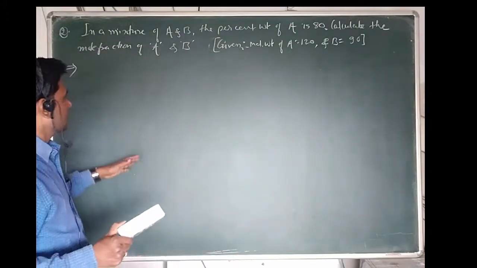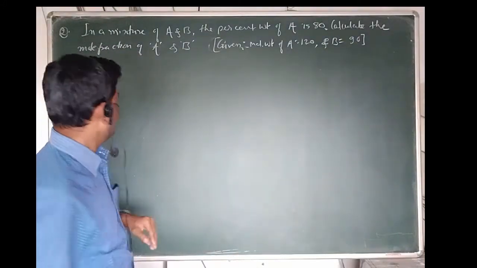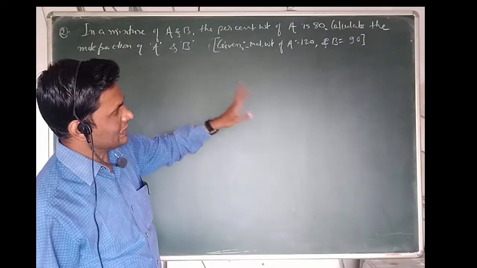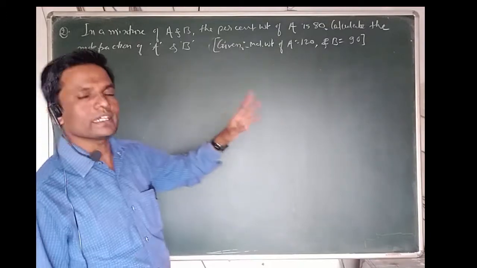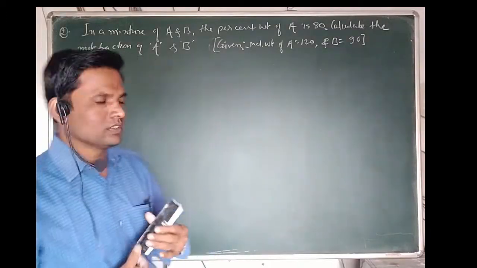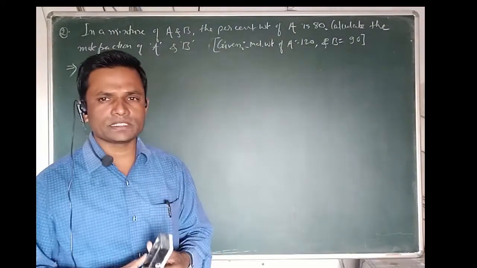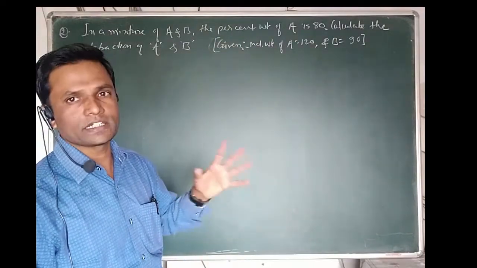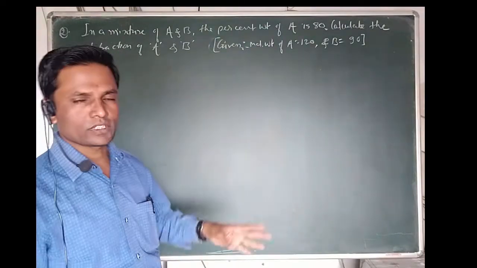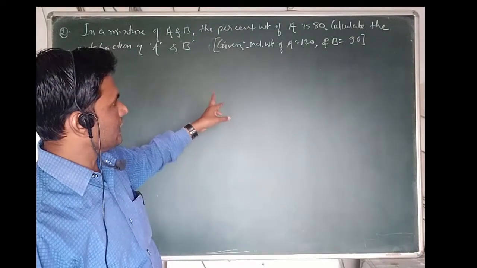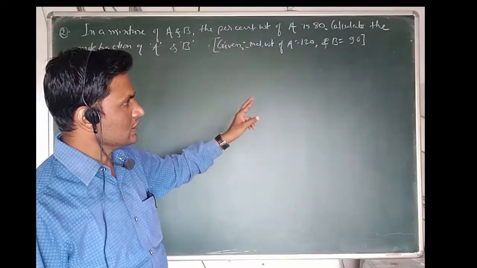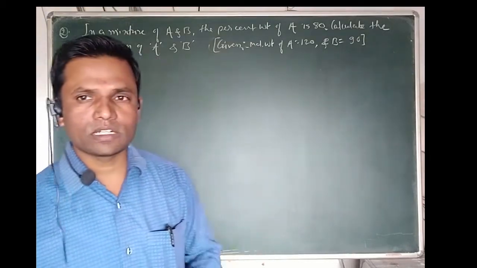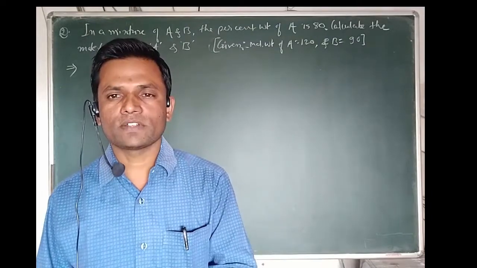Let me see here, I have already written the problem, a very simple problem. In a mixture of A and B, the percent weight of A is 80. Calculate the mole fraction of A and B. What is given? There is a mixture of A and B, the percent weight of A is 80, and we have to calculate the mole fraction of A and B. It is also given that the molecular weight of A equals 120 and the molecular weight of B equals 90.